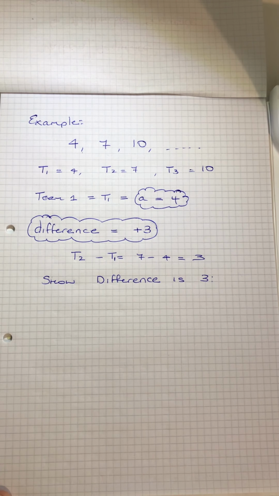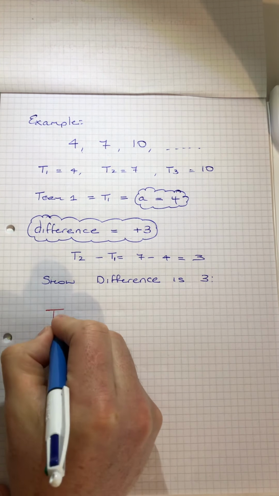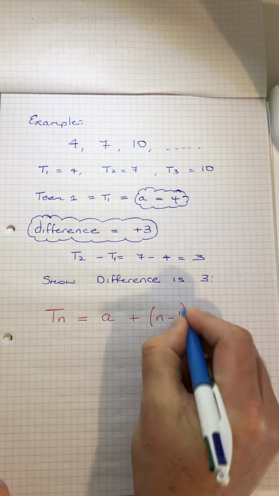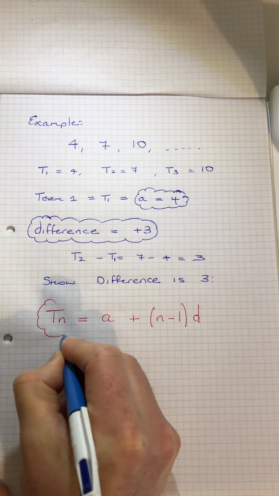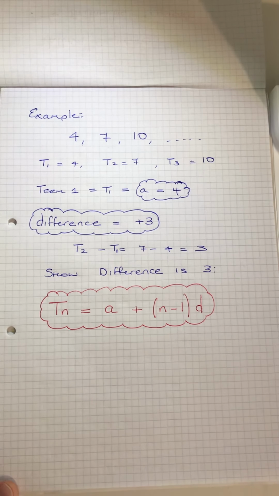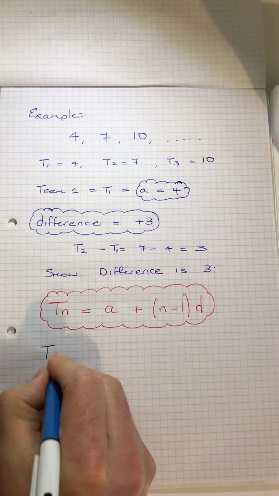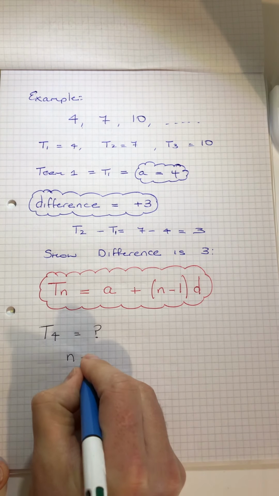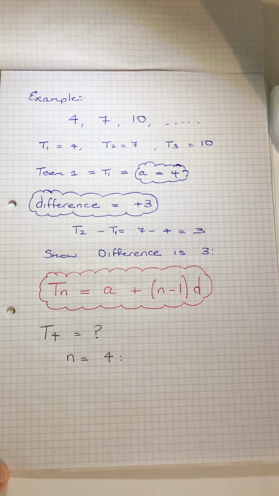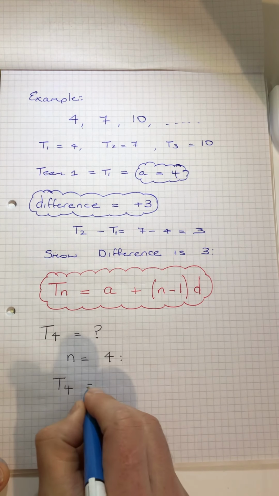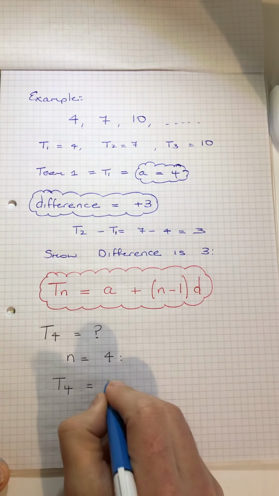And finally then, in our maths tables we have this formula for Tn is equal to A plus, in brackets, n minus 1 times D for the difference. And this formula we use to get the next terms. Okay, so if, for example, we wanted to find T4, well, in this case then, n would be equal to 4.